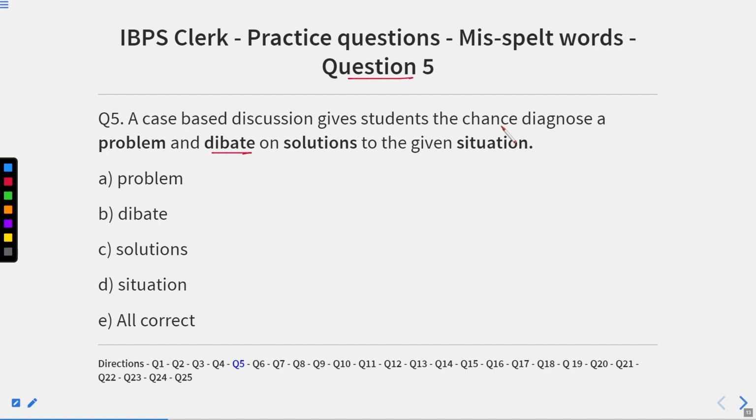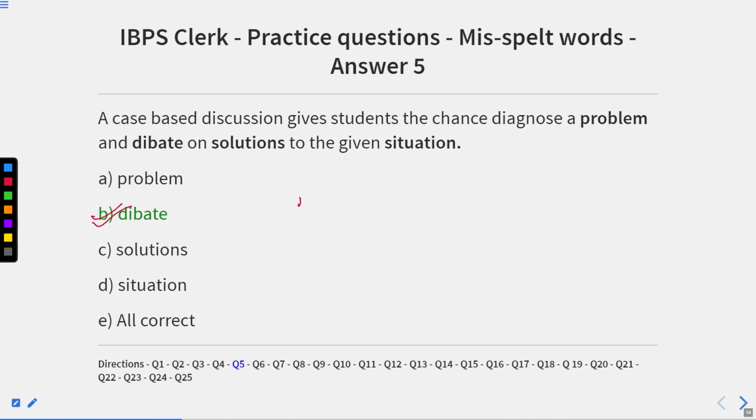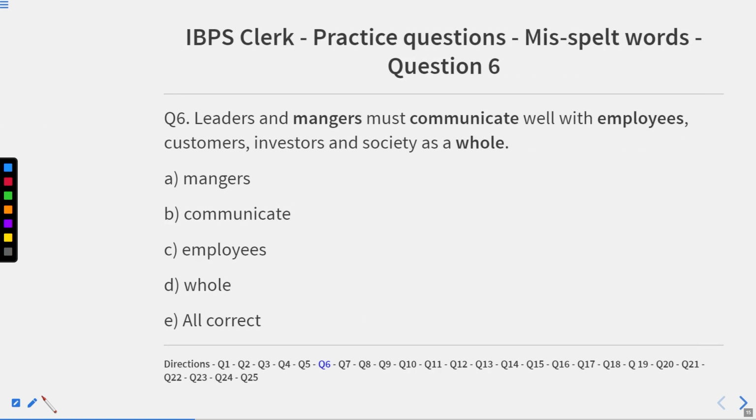So if we see the other spellings, problem, this is correct. After that we have solutions, this is also correct. The spelling of situation is also correct. Only the spelling of debate is incorrect. So our answer is B, because the correct spelling is debate. This is the correct spelling that has to be used over here, so the incorrect word should be replaced with it. Now let us move to the next one.